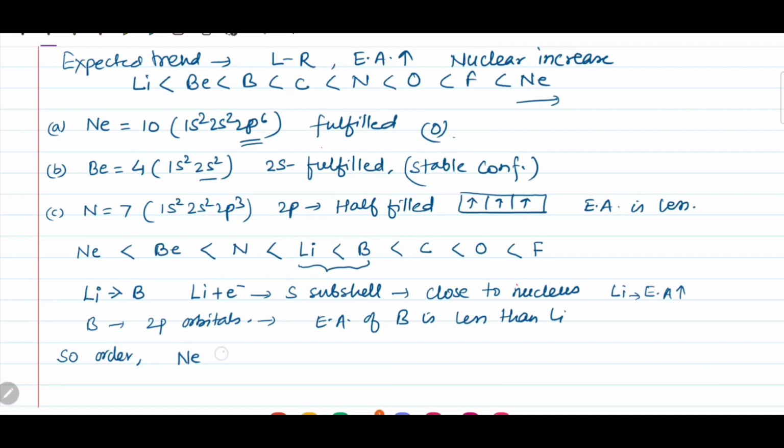So the final order will be neon less than beryllium less than nitrogen less than boron less than lithium less than carbon, then oxygen and fluorine. So neon has the minimum electron affinity, whereas fluorine has the maximum electron affinity. So in this way we get the final order in terms of electron affinity.